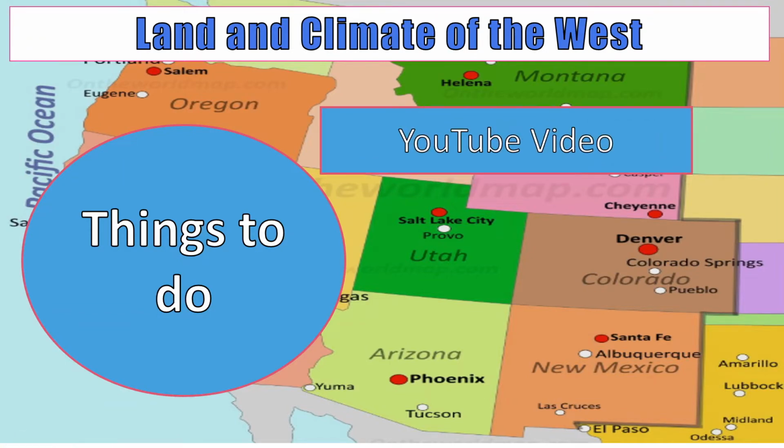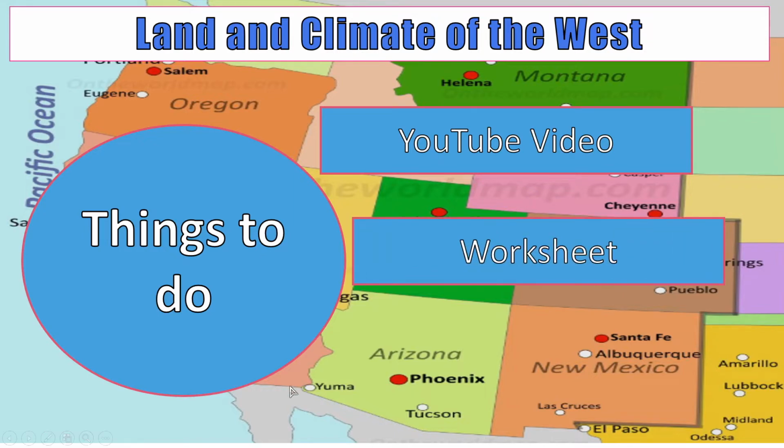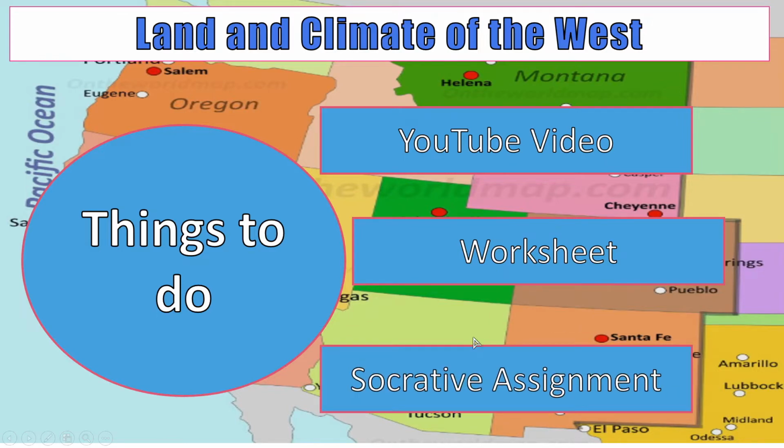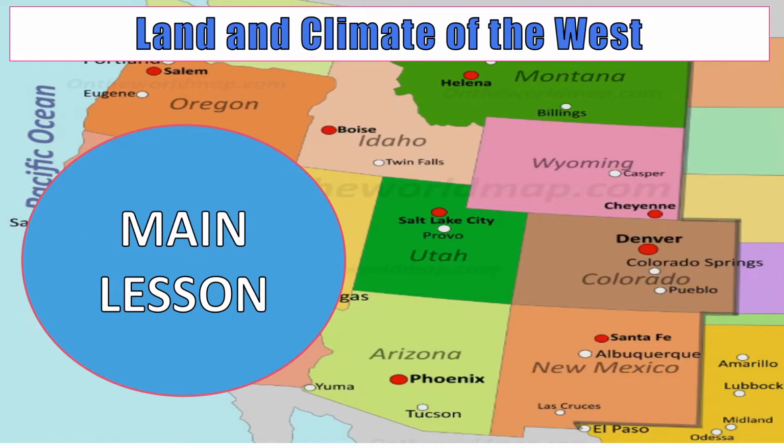First, I want you to finish this YouTube video patiently. Every detail and instruction is actually here, so please finish it from start to end. Next, you're going to do the worksheet that is attached in your Class Dojo, and the Socrative assignment for social studies will be on Wednesday from 9 a.m. to 9 p.m. Now let's go to the main lesson for today.